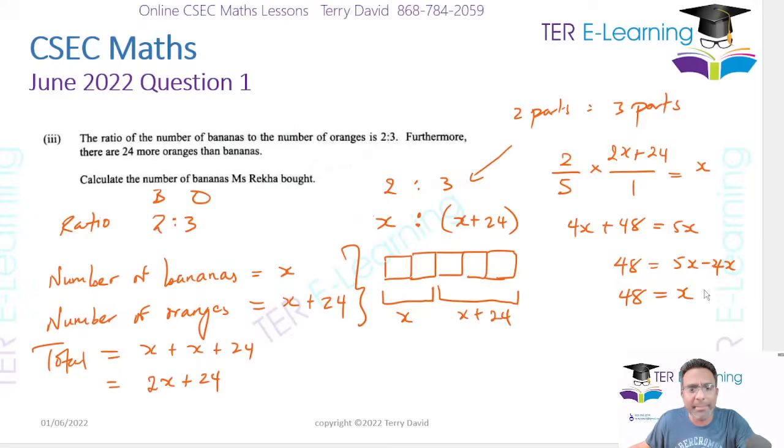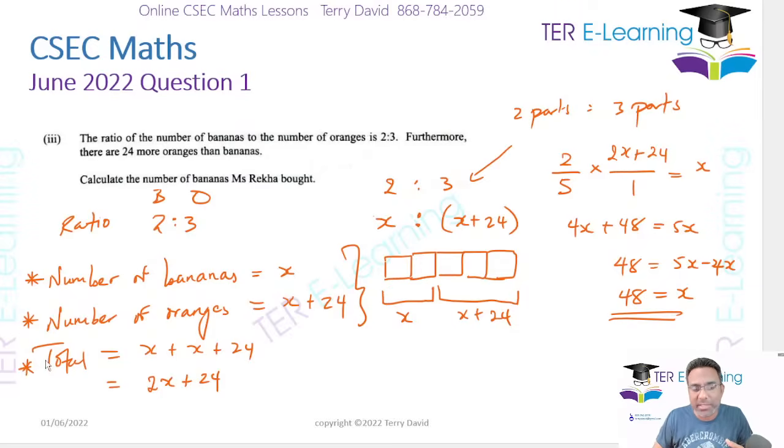Yeah, I'm getting 48 as the answer, right? I was trying to find an easier way to make you guys work this out. So here's what I did. The number of bananas, I'm calling it X. The number of oranges is going to be X plus 24, because they said we have 24 more oranges than bananas. So I have X bananas and X plus 24 oranges.